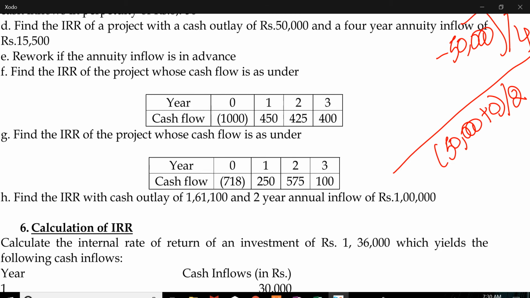please participate, 450. Any doubts you let me know. 450 plus 425 plus 400 minus 1000 divided by what? 3 divided by how much? Average investment is 500. 18.33% into 2 by 3. 12.22. So we'll start with 12%. This problem do with 2 decimals here. Value also 2 decimal because the amount is insignificant. It starts with 1000. So the initial guess rate is going to be 12%. Any doubts, let me know.